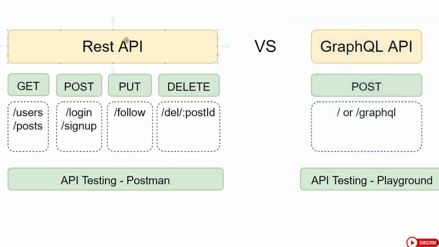Let's say you want to test your REST API. In that case, we use a tool called Postman to test our endpoints. Similarly, in case of GraphQL, to test our GraphQL API, we use a tool called playground. GraphQL provides us a playground where we can test our APIs. We will learn about these things in much more detail in this course.